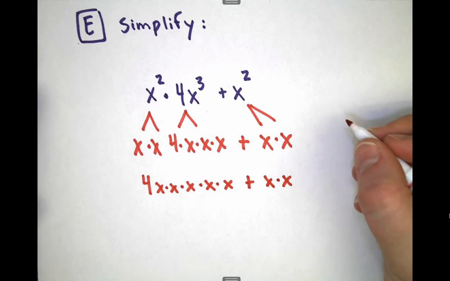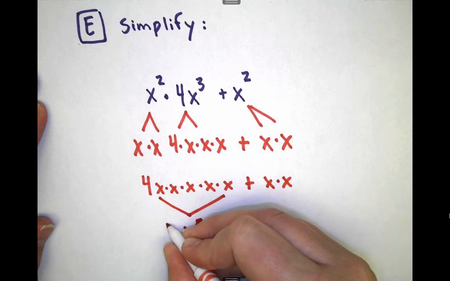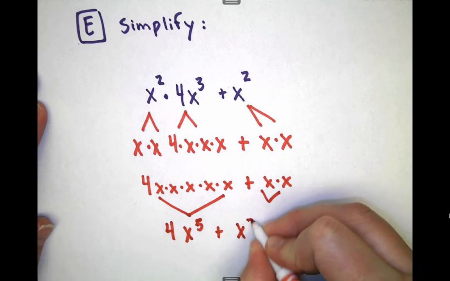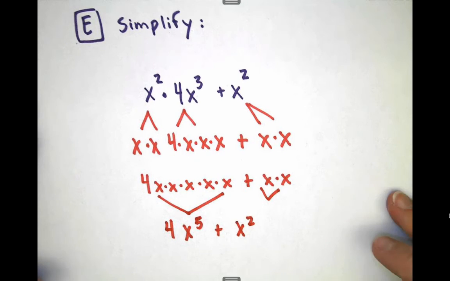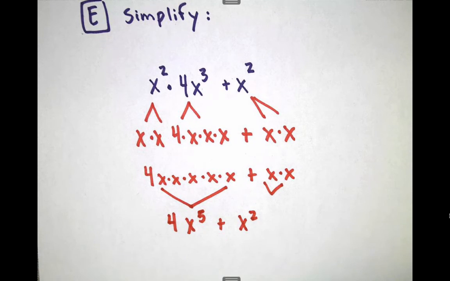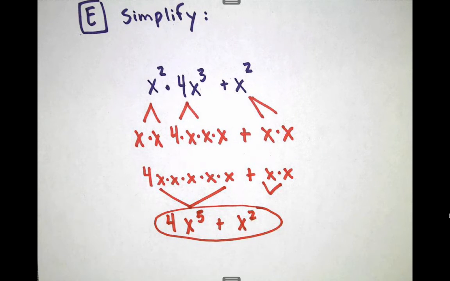So I'm going to clean this up more like this. I'm going to say, okay, that's x to the 5th power with a 4 in front. Plus, this is still x squared. And that's the farthest I can go with this problem. I can't add these together. They're not the same. You can't add x to the 5th plus x squared. They don't match up and go together. This is my simplified answer. I'm stuck at that point.